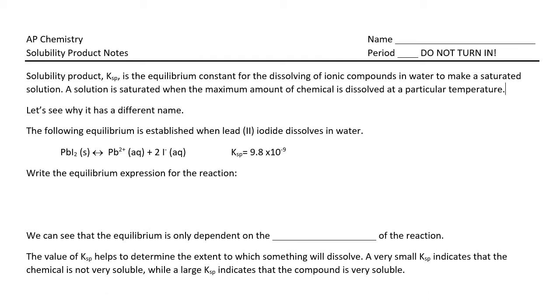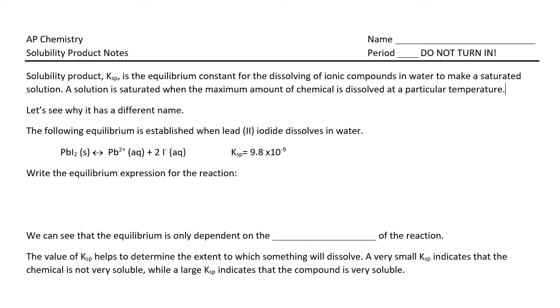So this should look just like your notes page. We're looking at what's called solubility product. Solubility product, or K with a little sp as the subscript, is an equilibrium constant. This is the equilibrium constant for the dissolving of ionic compounds in water to make a saturated solution. A solution is saturated when the maximum amount of chemical is dissolved at a particular temperature.